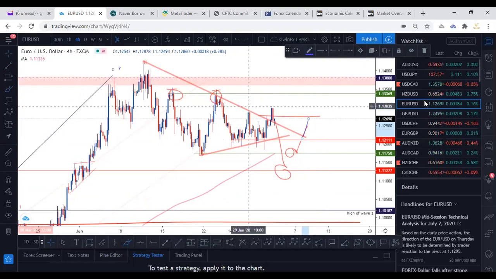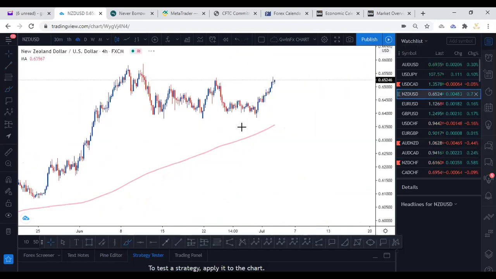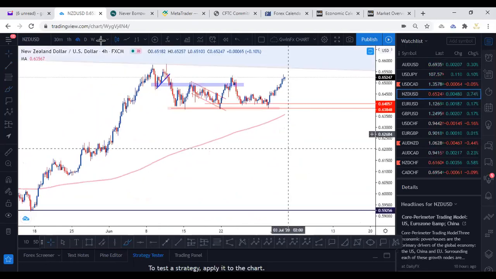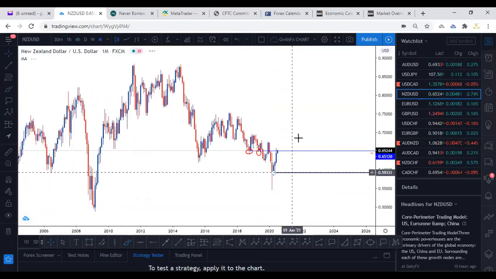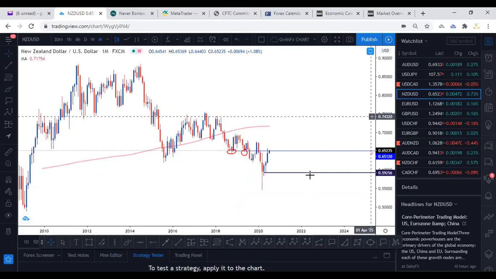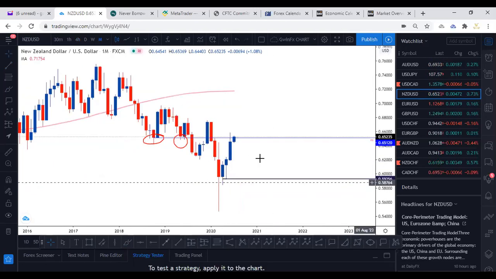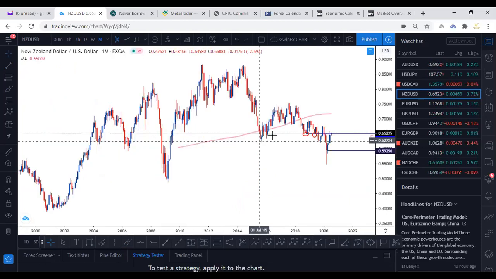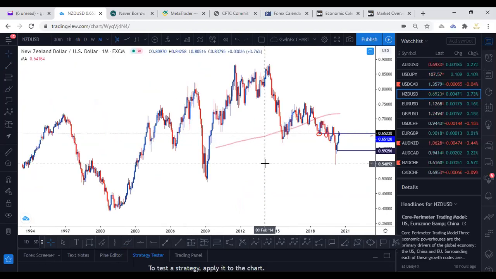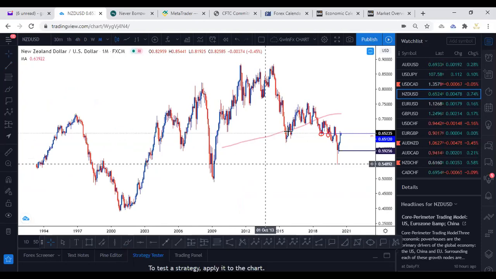So I would not be taking any trade on Euro USD. NZD USD. On the monthly time frame, we have a market that is making a series of lower lows and lower highs. And I think we will still have one more drop.